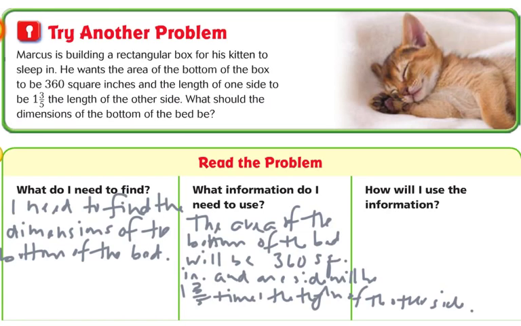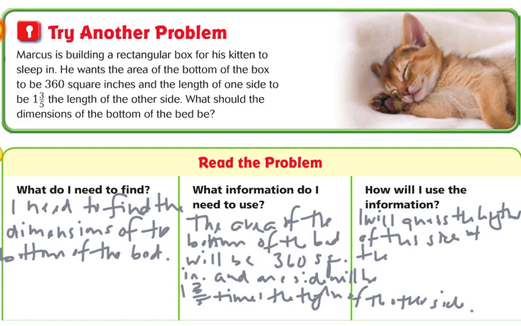And then lastly, how will I use the information? I will guess the lengths of the sides of the bottom bed. Then I will check and revise.